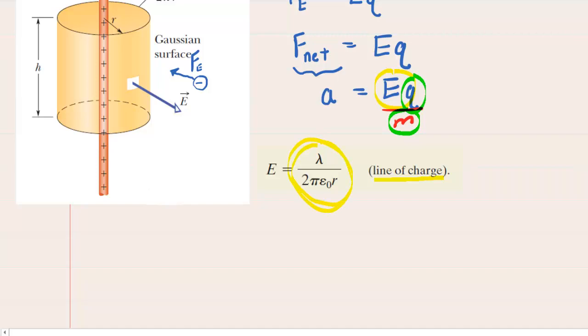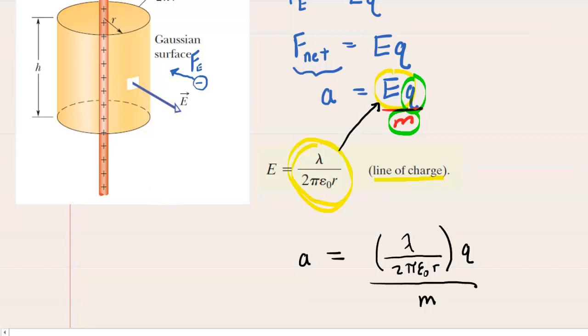So what we'll do is take this expression for E and plug it in for E in our equation. So we would have the acceleration equals lambda, we'll talk about that in just a moment, over 2 pi epsilon naught times radius. So there's your electric field multiplied by q, and then divided by the mass.